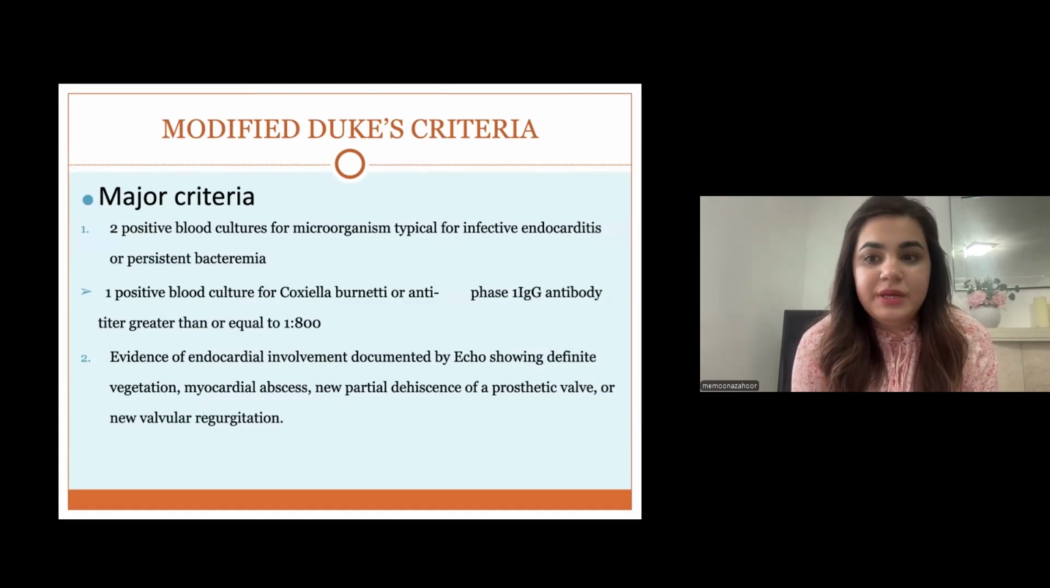bacteremia, or we get 1 positive blood culture for Coxiella burnetii or anti-phase 1 IgG antibody titer greater than or equal to 1:800. Or we get evidence of echo showing any vegetations, myocardial abscess, new partial dehiscence of a prosthetic valve, or new valvular regurgitation. So we had persistent bacteremia with this patient, we had positive blood cultures, and we had vegetations on echo.